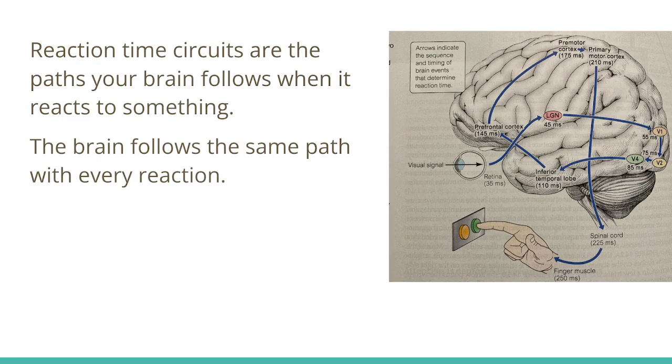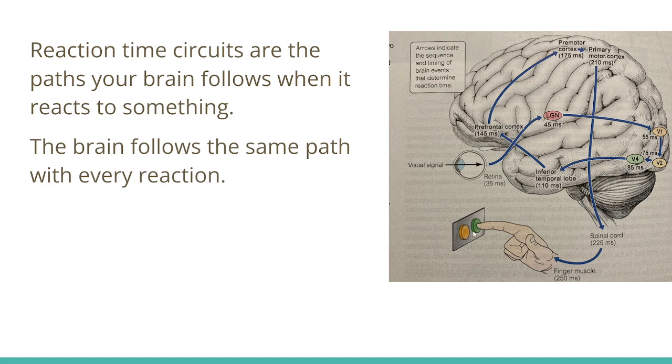So the first thing to know is that reaction circuits are the path your brain follows when it reacts to something. Not a great definition because it kind of loops back on itself. But basically, yeah, your brain follows the same path every time you have a reaction. So if there's some sort of stimulus and you need to react to it, this path is followed in your brain. And as you can assume, that means it happens basically all the time.